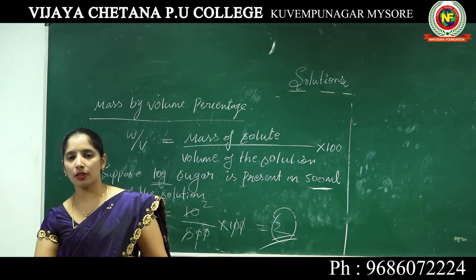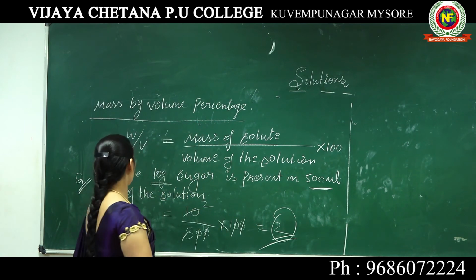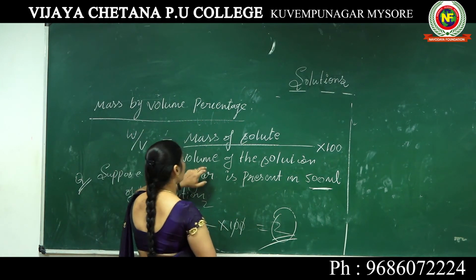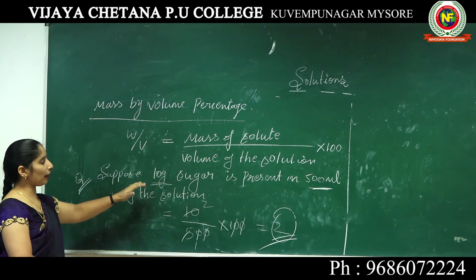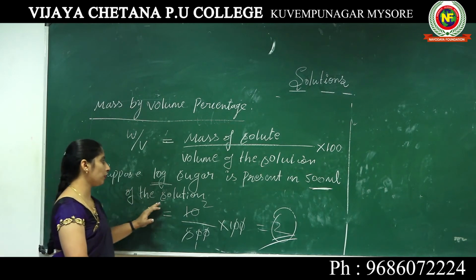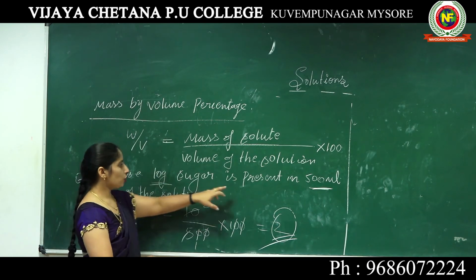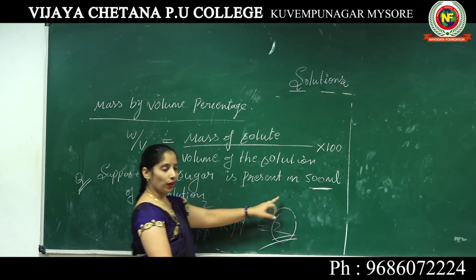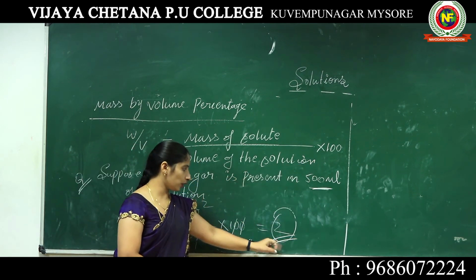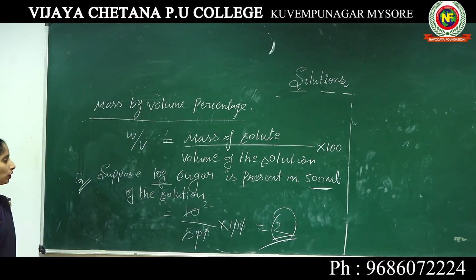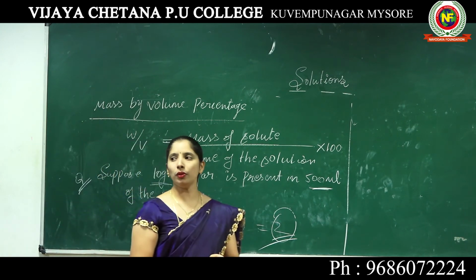So this is how we can find the mass by volume percentage, one of the ways to express the concentration of the solution. First, the mass of the solute by the volume of the solution. The mass of the solute is 10 grams and the volume is 500, so 10 by 500 into 100 gives 2. What about the percentage? 2 percent. Got it? So this is about the mass by volume percentage.